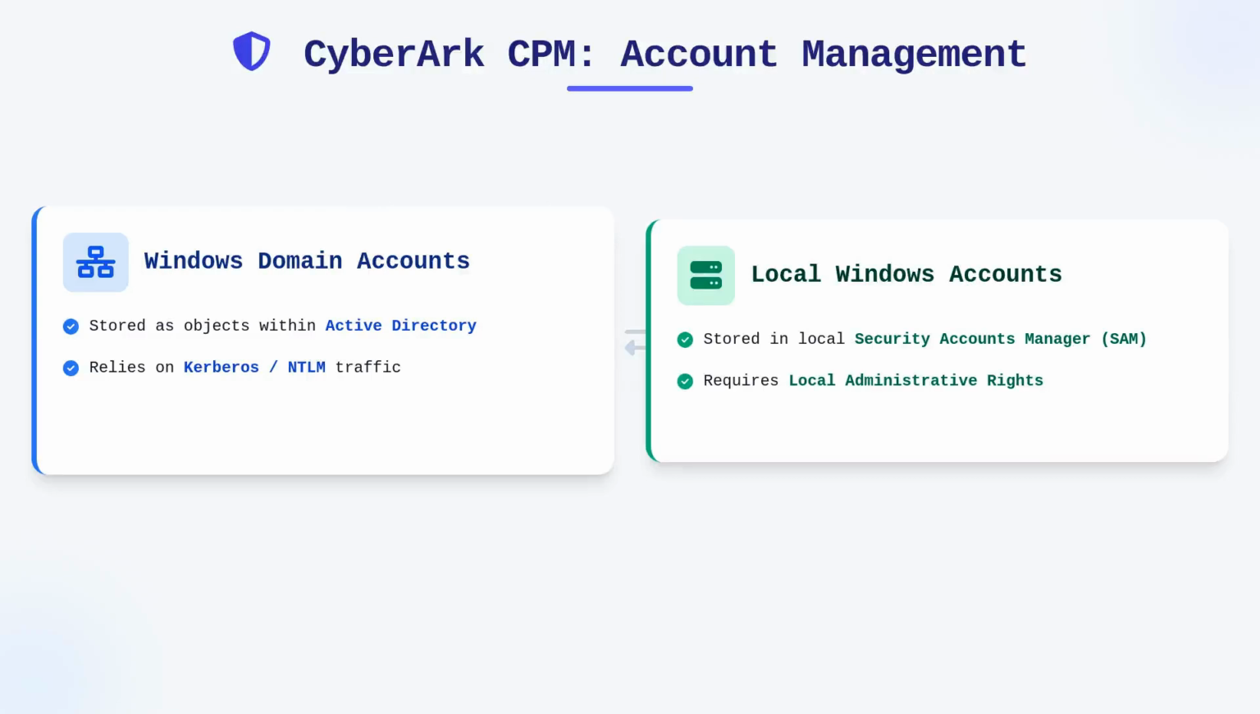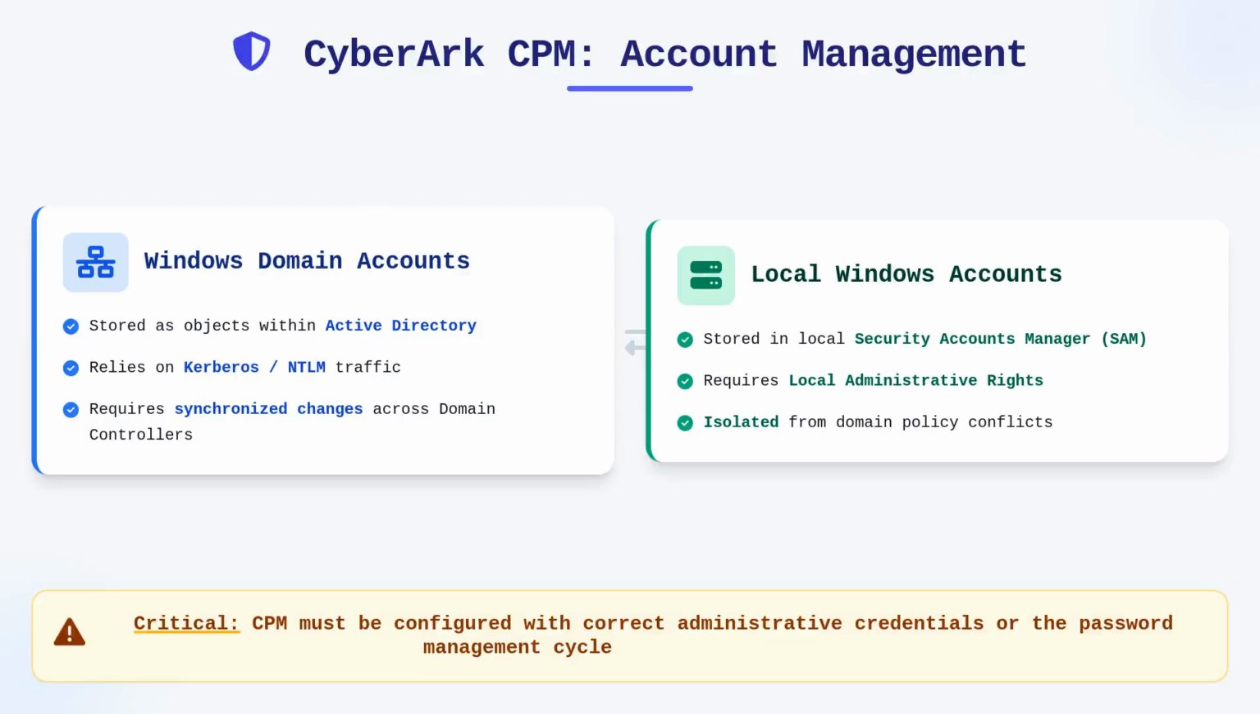The key architectural distinction here is the scope of control, as domain accounts often require synchronized changes across domain controllers, whereas local accounts are isolated and therefore immune to broader domain policy conflicts, but vulnerable to individual system availability issues. You must ensure that the CPM platform is configured with the correct administrative credentials to perform these distinct operations, or the password management cycle will perpetually fail.